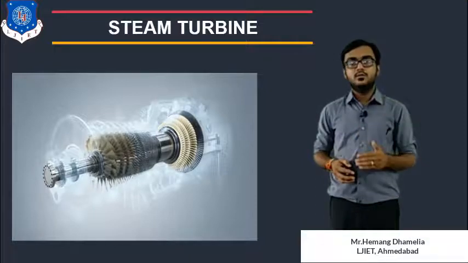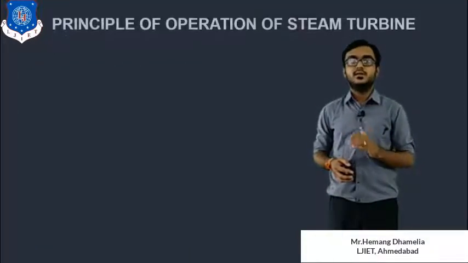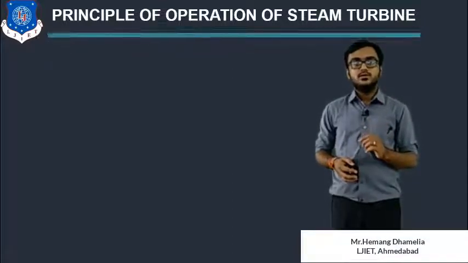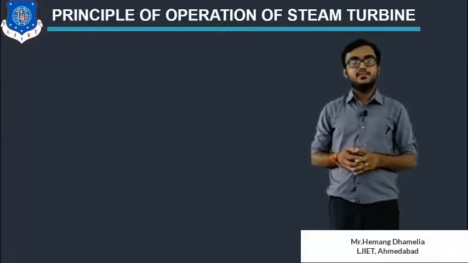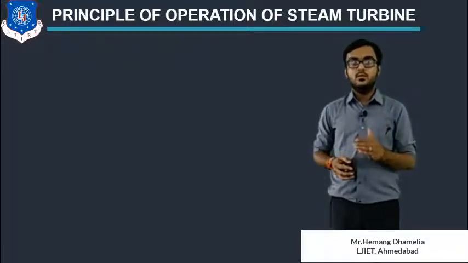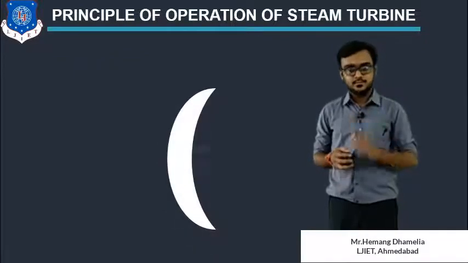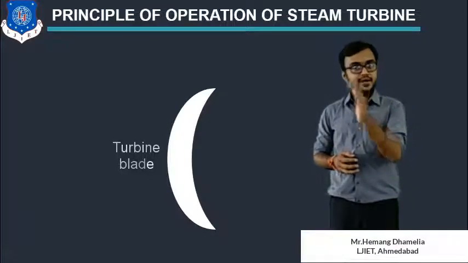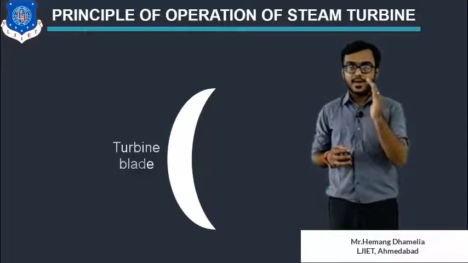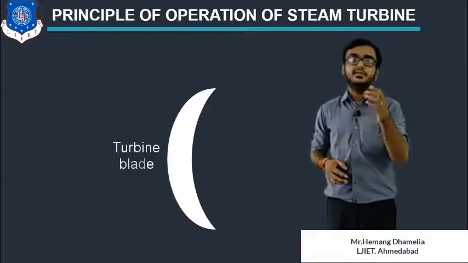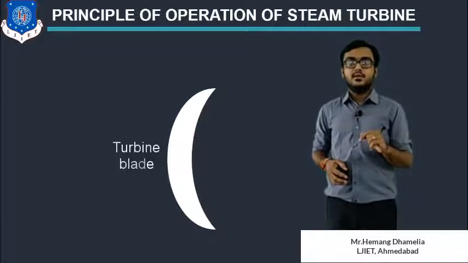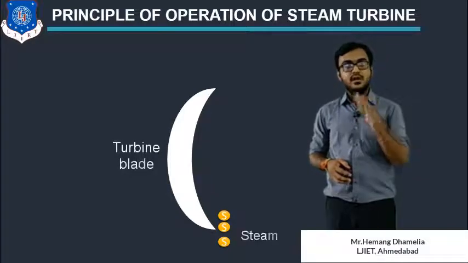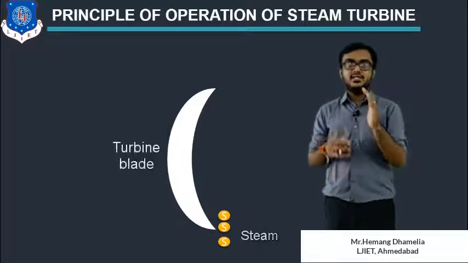Now I would like to discuss the working principle of steam turbine. To discuss it, consider we have a turbine blade like this. Assume the steam is coming from the nozzle and directed toward the blade, and it is passing through the surface of the blade like this. Here you can see this yellow color particle indicates steam particle. These particles are coming from the nozzle and directed toward the turbine blade, and passing over the surface of the turbine blade.